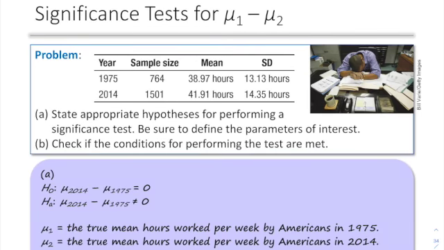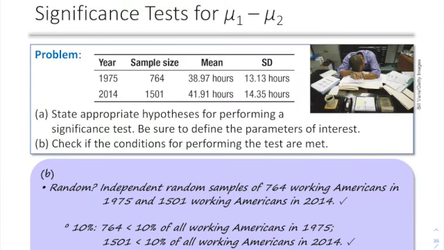So our null hypothesis is that the difference would be 0, or that they are equal to each other. And our alternative is going to be that they are not equal to one another, or that their difference is not equal to 0. Then we need to define the parameters that we've noted. One needs to be the true mean hours worked in 1975, and the other in 2014. Do notice that in their hypotheses, they use the years as their subscripts, but when they're defining the parameters, they've used something different. This is not okay. This is an error. Please make sure you're being consistent with your notation.